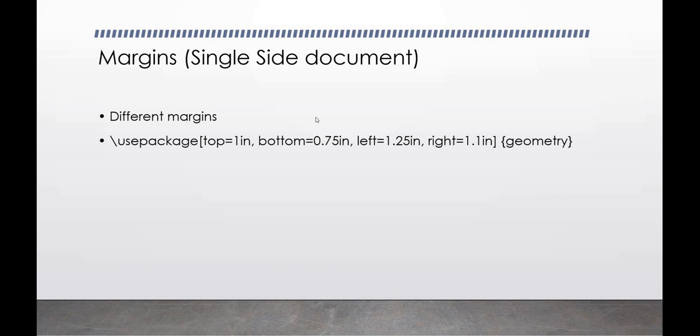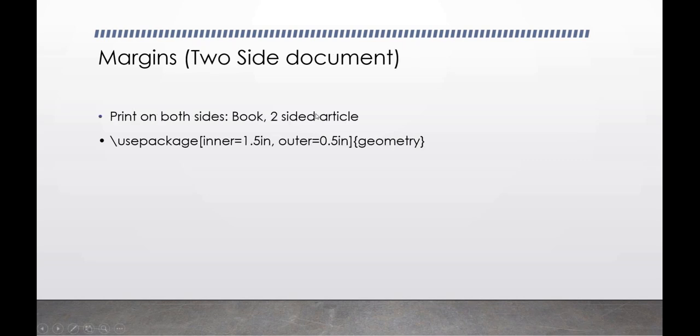So now let's see margins for 2-sided documents. That means printing on both sides, like for a book. A book is a 2-sided article. For books, margins are always different for left and right, depending on odd and even pages. Here margins are denoted by inner and outer, so no content gets cut while binding. So how do we set this particular margin in the case of a 2-sided document? That is by using 2 options.